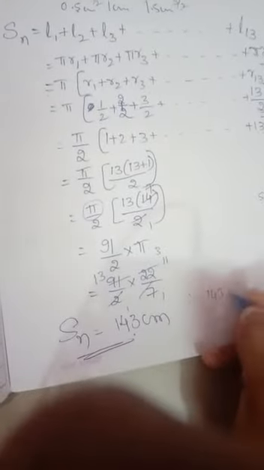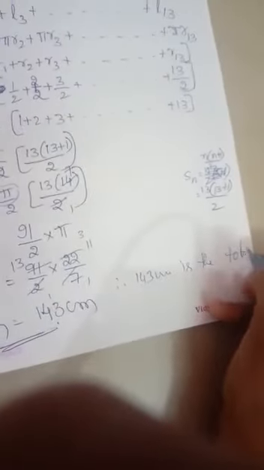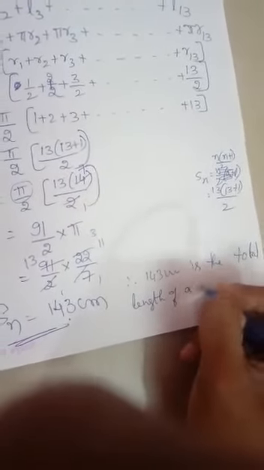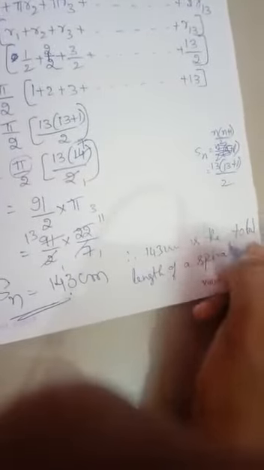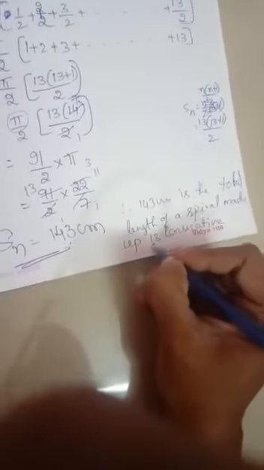143 centimeter is the total length of a spiral made up of 13 consecutive semicircles.